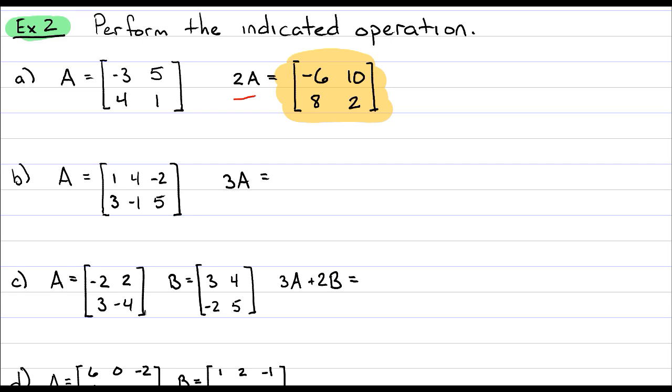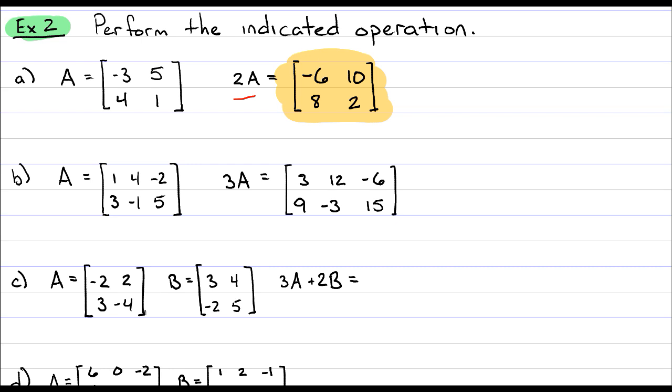Now, in part B, we have another matrix A, and in this case, we want to multiply by the scalar 3. There's nothing special about these numbers. I'm just choosing them for examples. We can multiply any matrix we want by any scalar we want. But if I multiply this matrix A by 3, the result will be 3, 12, minus 6, 9, minus 3, and 15.